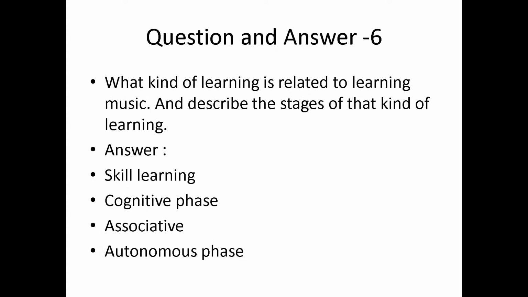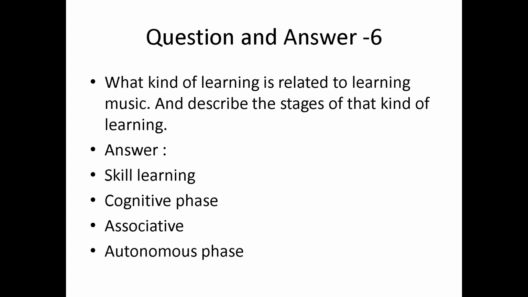What kind of learning is related to learning music, and describe the stages of that kind of learning? You see, music learning is again a skill. I discussed with you that forgetting due to trace decay will not apply to skills. Learning music is basically a skill. So in skill learning, we have three phases: cognitive phase, associative phase, autonomous phase.